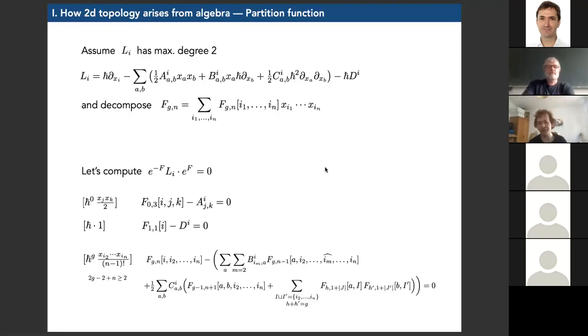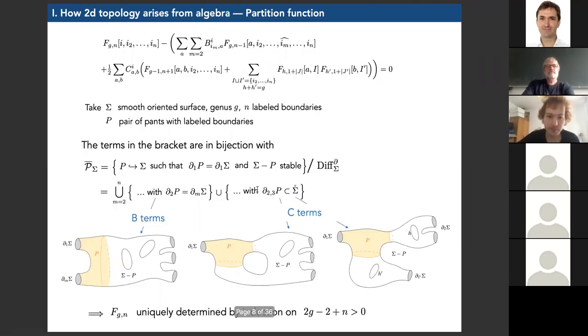So in practice, one doesn't remember this formula like this. But what one can notice, which makes it easy to know what actually this is, is that this has a geometric interpretation. Let's take sigma, which is a smooth oriented surface of genus G with n labeled boundaries. And I will denote P generically a pair of pants, so a sphere with 3 boundaries and also labeled boundaries. And you can notice that the terms that I wrote here that appear in this formula at the top are in bijection with a finite set consisting of embedded pairs of pants inside the surface, such that the first boundary of the pair of pants is the first boundary of the surface.